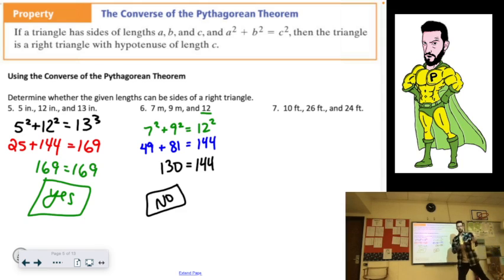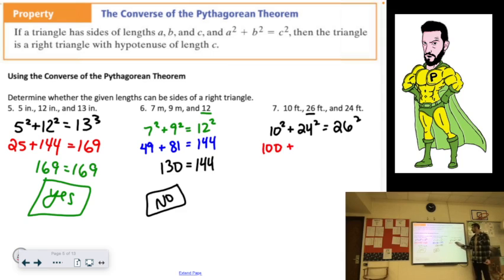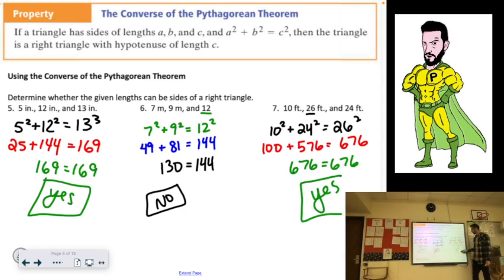Ooh, curveball. They didn't put it in order for us. Oh dear. The longest side is 26, so that would have to be the hypotenuse. So we're going to have to check and see if 10 squared plus 24 squared equals 26 squared. 10 times 10 is 100. We did 24 squared earlier. I believe it was 576. And then let's see, 26 squared, 676. 100 plus 576 is 676. So yeah, it could be a right triangle. Nice.